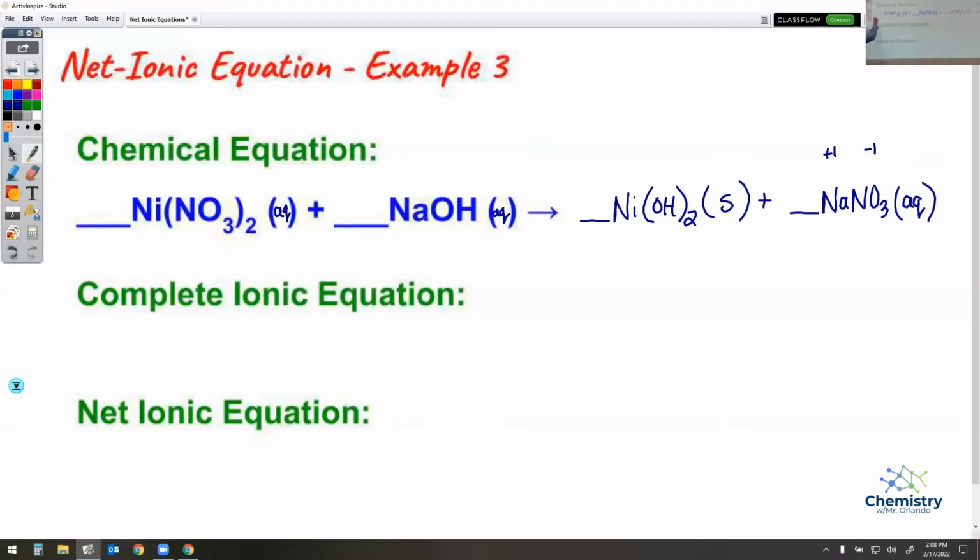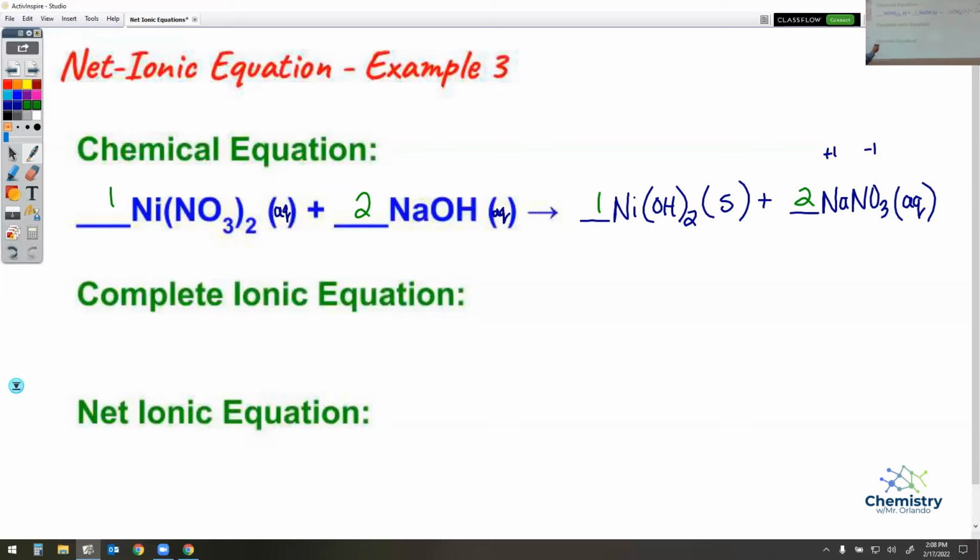Balancing this equation. When we balance this equation, you'll notice that we need 2 nitrates. So we're going to put a 2 in front of sodium nitrate. We have 2 sodiums, so we're going to put a 2 in front of sodium hydroxide, and that will give us the 2 hydroxides we need for nickel 2 hydroxide, meaning both nickel 2 nitrate and nickel 2 hydroxide will have a coefficient of 1.